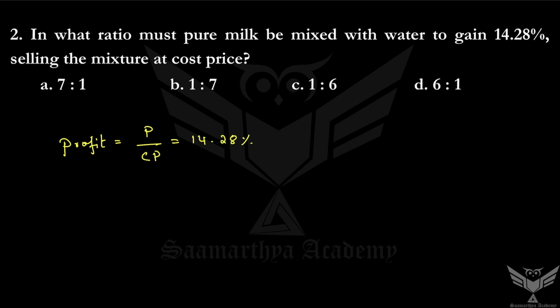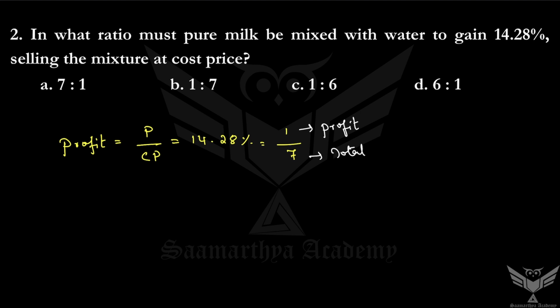But if you understand the fraction, the partition, it's clear, not even more than 5 seconds to answer. Now, clearly 14.28% in fraction is 1 by 7. Now, what is meant by 1 by 7? This one part says profit is one part out of total 7 parts.